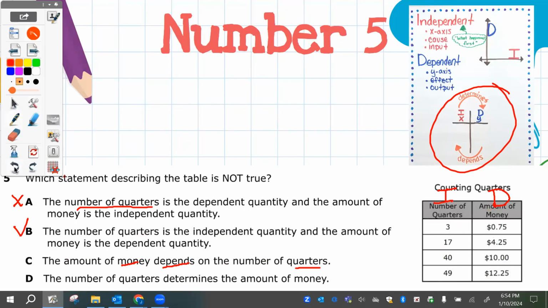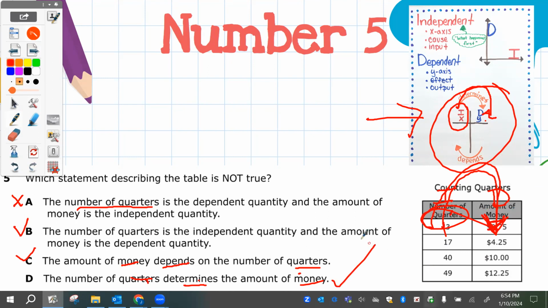I'm going to clear up my screen a little. So we said that is a true statement. And D, the number of quarters determines the amount of money. I see quarters determines money. So again, if I come over here and look, it's the independent that determines the dependent. So independent determines dependent. So quarters determines money. Yep, that works as well. So the answer that is not true is letter A.